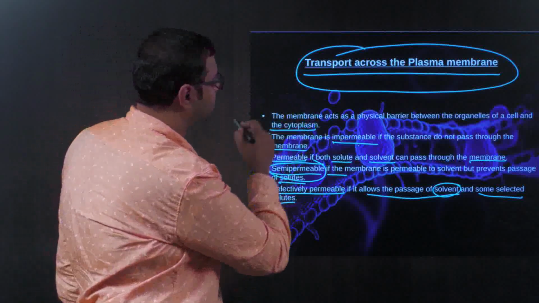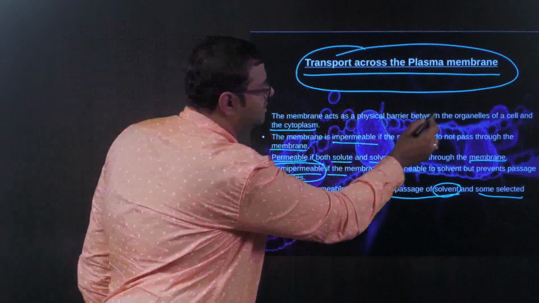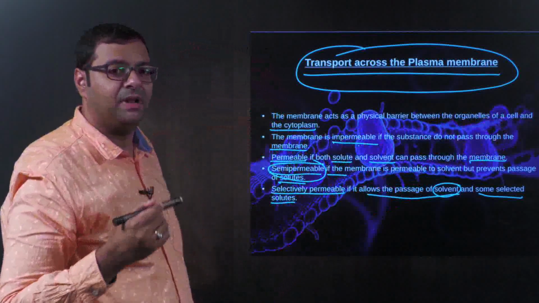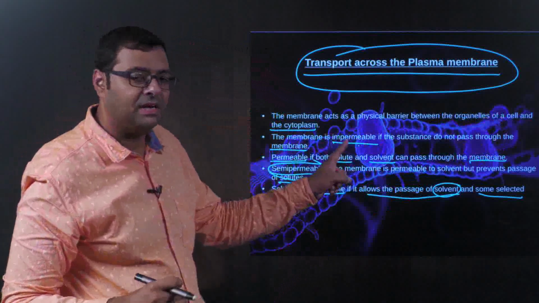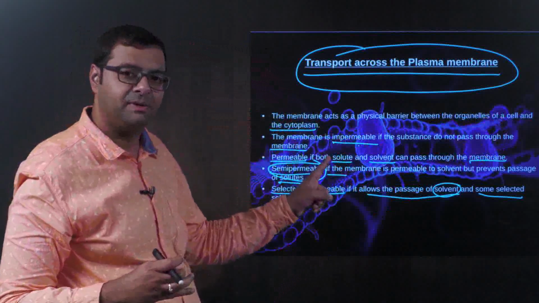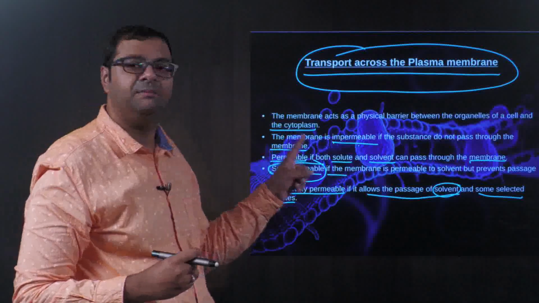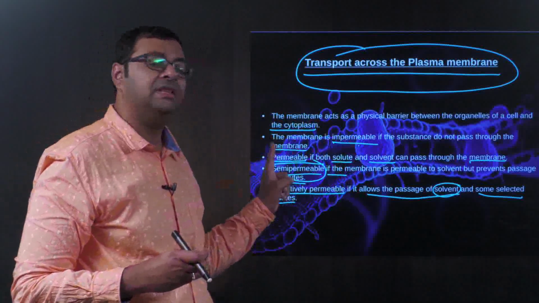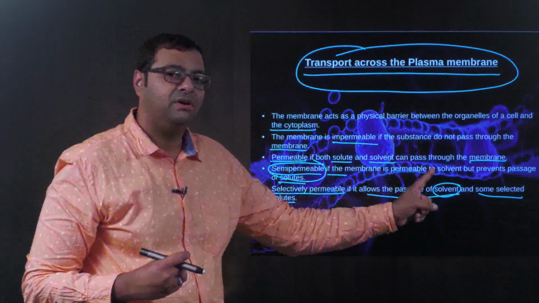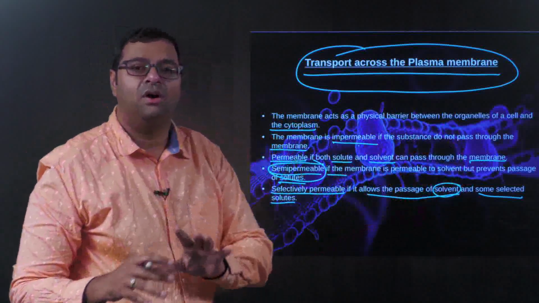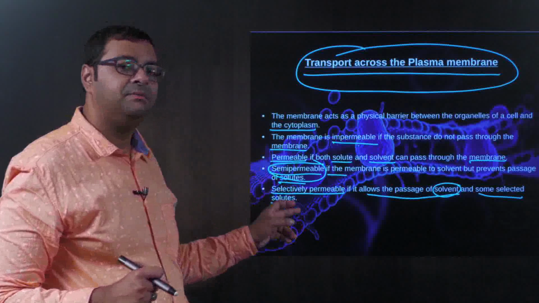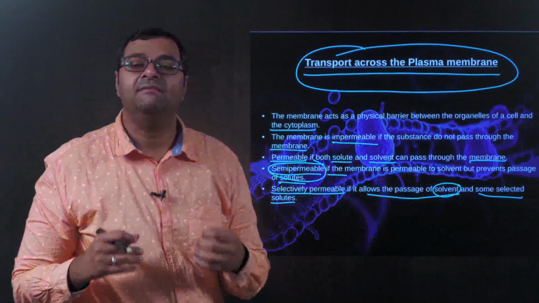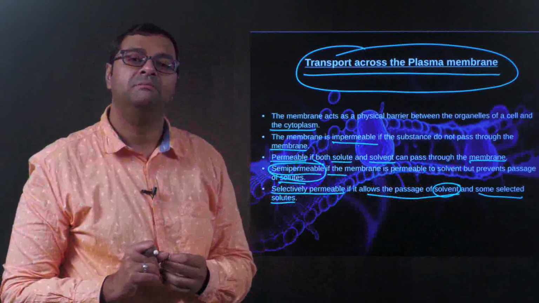The first one is the membrane acts as a physical barrier between organelles of a cell and the cytoplasm. Then the plasma membrane is impermeable, which means it does not allow any materials to pass through. It is permeable, which means it allows solute and solvent to pass through it. It is semi-permeable, which means it allows the solvent to pass through, but solutes are not allowed. And selectively permeable means it allows the passage of the solvent, but selectively allows the solute to pass through it.